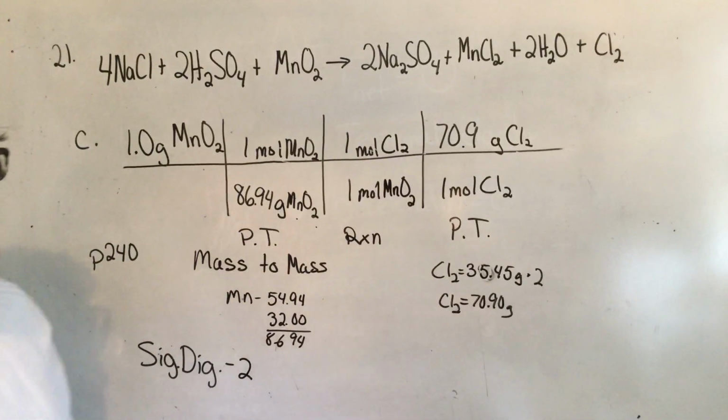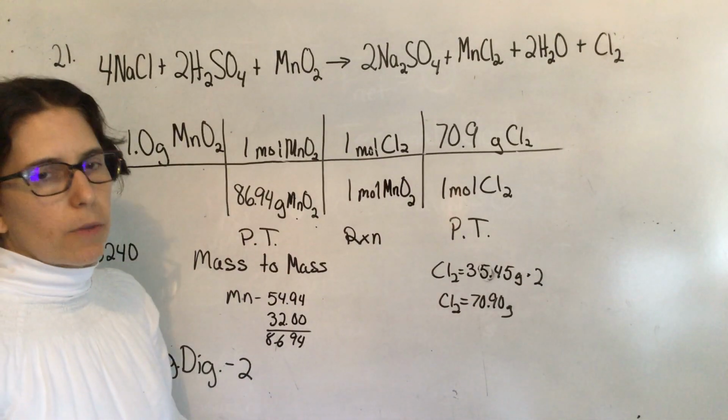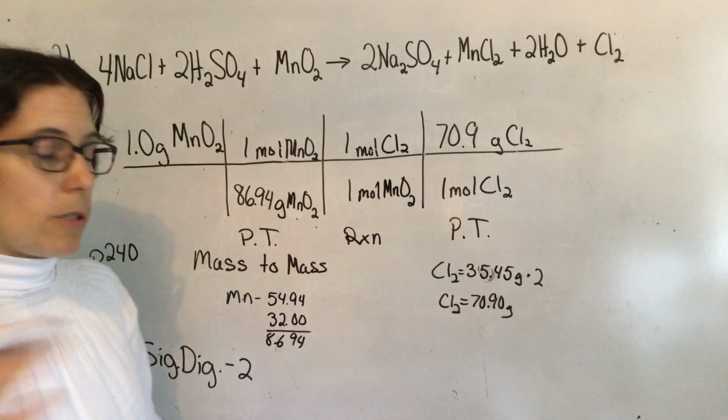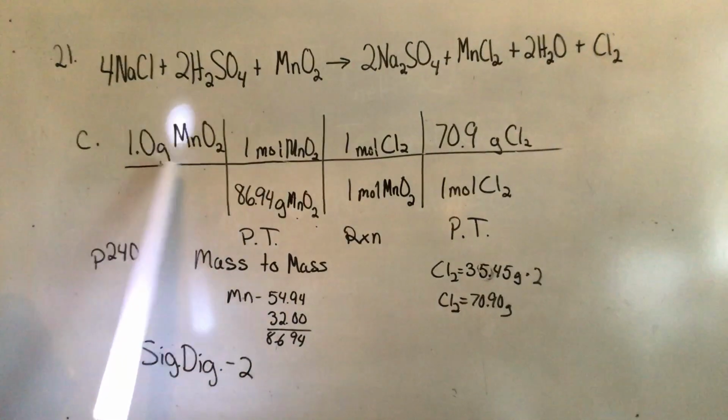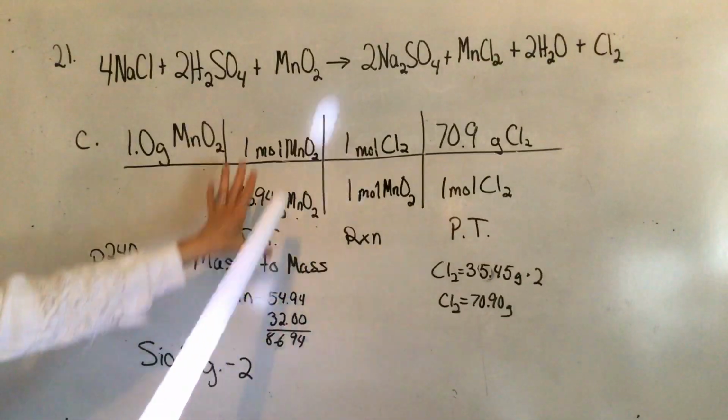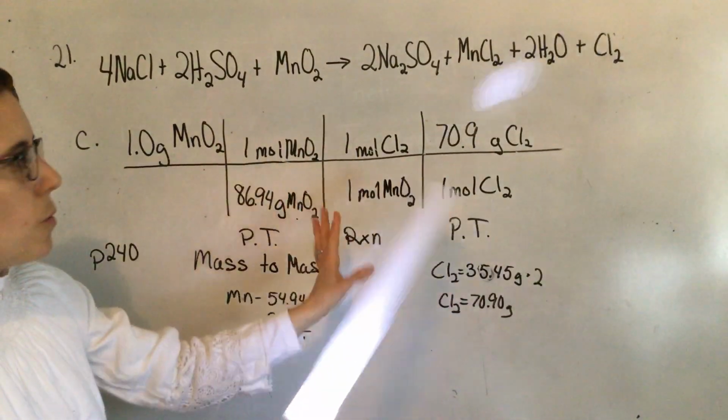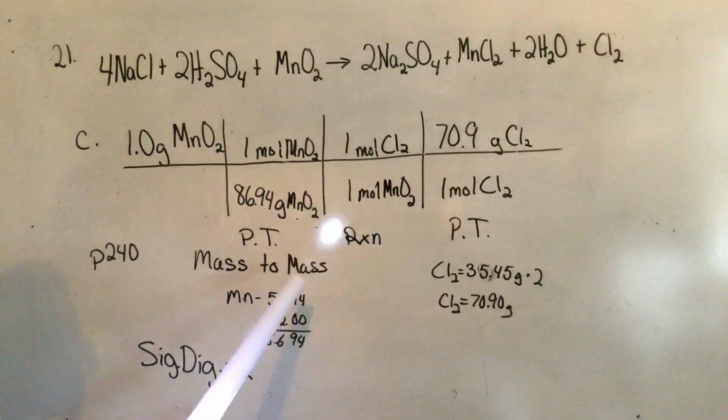So if you get 0.86, you would round up. All right, 2 significant digits because it's 1.0. These aren't significant digits. These are just conversion factors. We don't worry about any of that. None of that was measured.